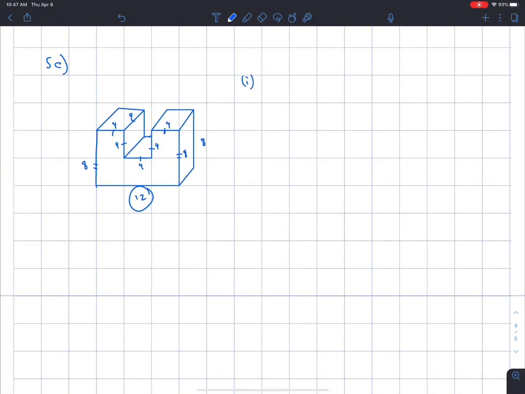So step 1, I want to find the base area. The base area consists of two little squares. Each one is 4 times 4, so 4 times 4 times 2. And a long rectangle. This long rectangle is 12 times 4, because this is 8 and this is 4, so what's remaining here must be a 4. So that's 12 times 4. And that would be my base area.